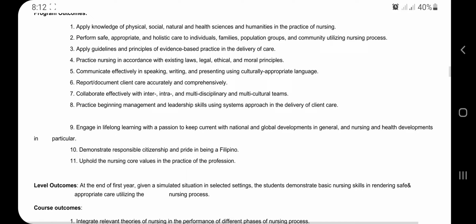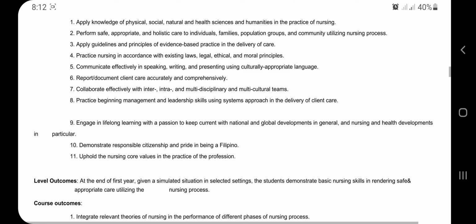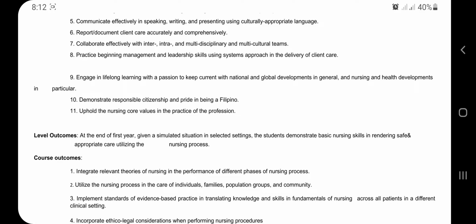Next one is engage in lifelong learning with a passion to keep current with national and global developments in general and nursing and health developments in particular. For number 10, we have demonstrate responsible citizenship and pride in being a Filipino.